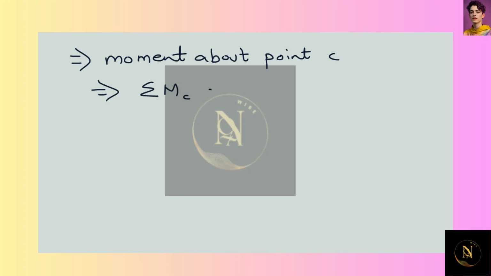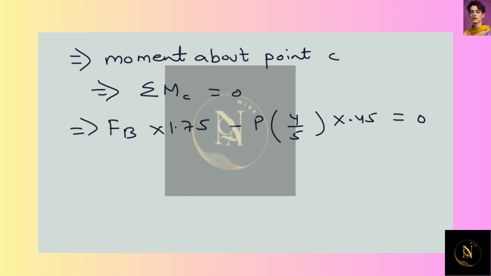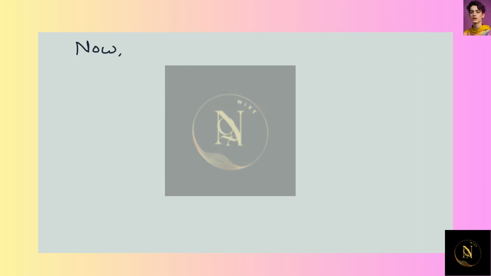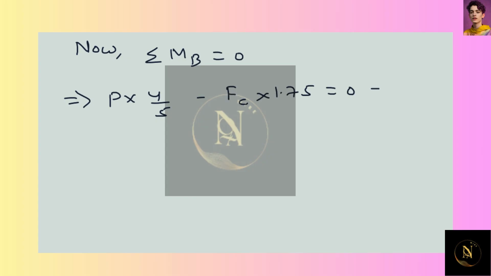Now we will write moment about point C. Taking moment about point C, summation of MC is equal to 0, or FB into 1.75 minus P (4 by 5) into 0.45 is equal to 0. That will be our equation 2. Going further, we can write FB is equal to 0.342 P. Now summation of MB is equal to 0. On solving, we can write P into 4 by 5 minus FC into 1.75 is equal to 0. This is equation 3.